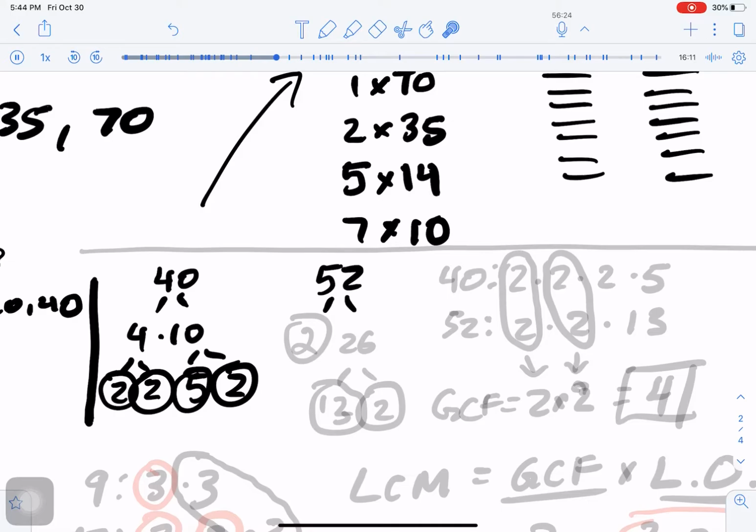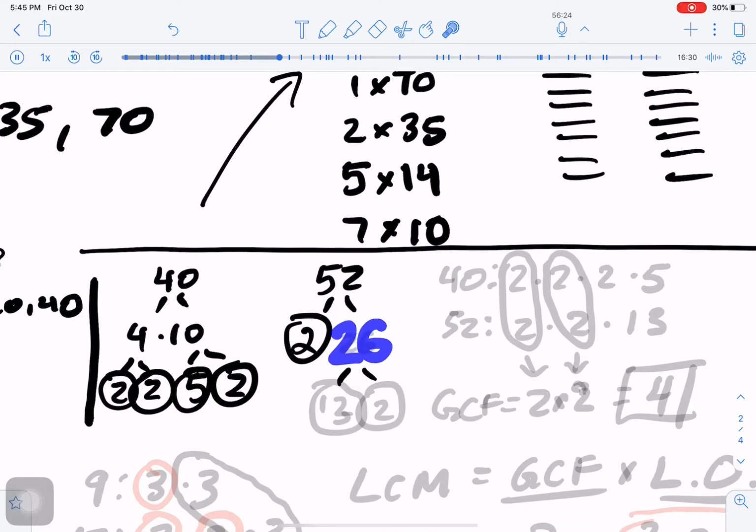The number 52, I'm going to move over just to have a little more space here. Okay, and I'm going to draw a line to separate our previous problem. 52, I know I can divide into 2 and 26. I circle 2 because that is prime. 26, I'm going to break apart in half, so I'm going to say 13 times 2. I know 2 is prime, and although 13 is a larger number, it's actually also prime.